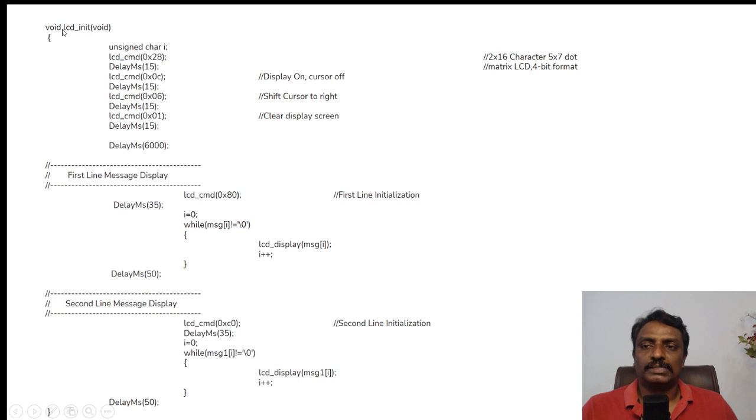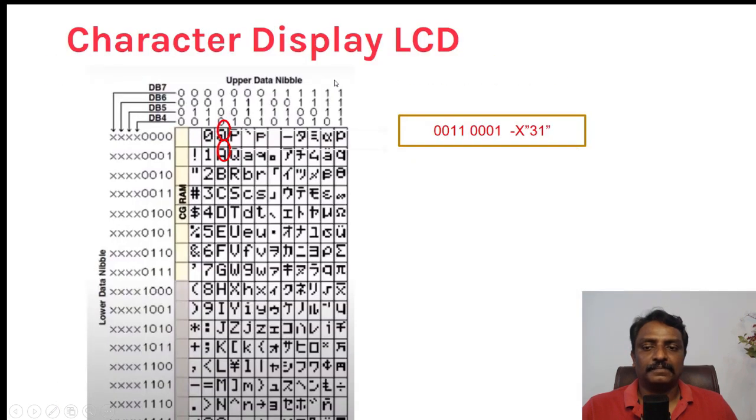So this is the initialization code. These are the commands. First we have to send the command for what type of LCD it is. The LCD is 2 by 16 characters, so the command is 28. These are all the default commands to display on the cursor.